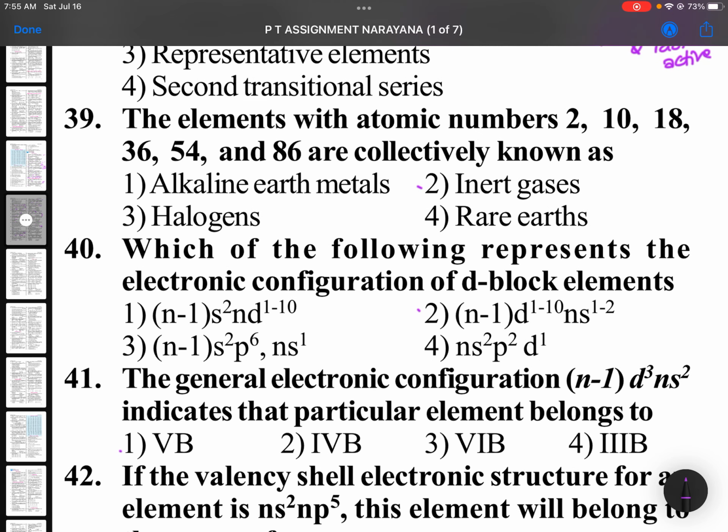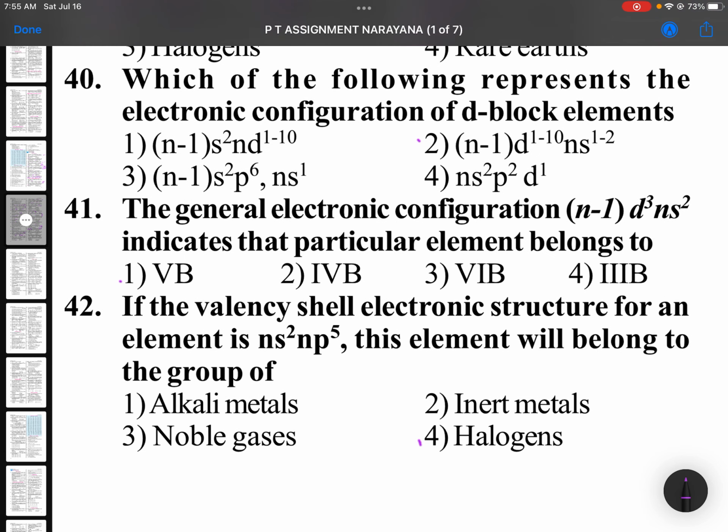The elements with atomic numbers 2, 10, 18, 36, very interesting numbers, are the noble gases: 2, 10, 18, 36, 54, 86. Helium, neon, argon, krypton, xenon and radon. The difference here is 8, here 8, then 18, here 18, here 32. If you remember these numbers, that's enough. You can answer many questions.